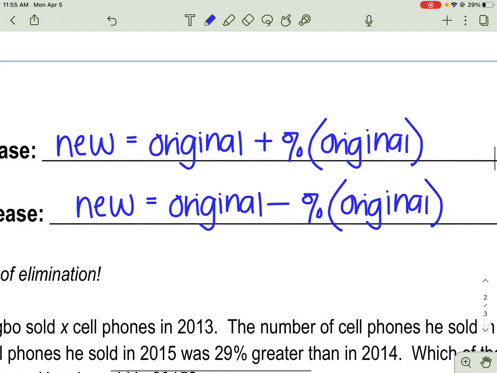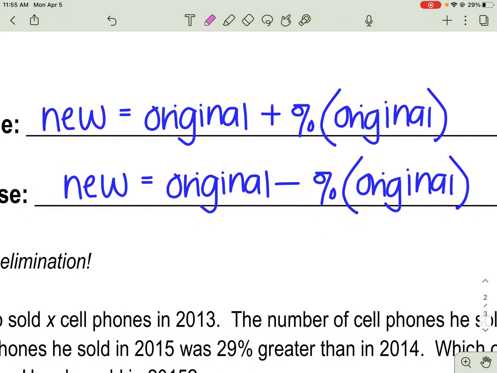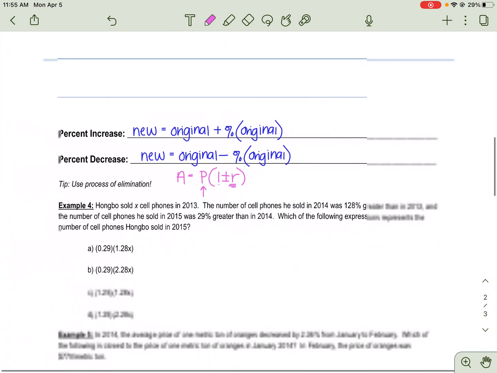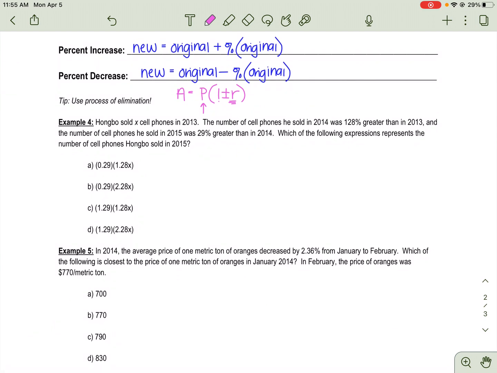Okay, another thing I want to throw in here is an equation that you probably learned in Algebra 1 and Algebra 2. 1 plus or minus r to the t. Or actually, no, that's something different. So just 1 plus or minus r. So this is the original, and this is 1 plus the increase. Okay, if it's an increase, then it would be plus. If it's a decrease, then it would be minus. So that's another thing to keep in mind. I'm going to use that one with example 5.